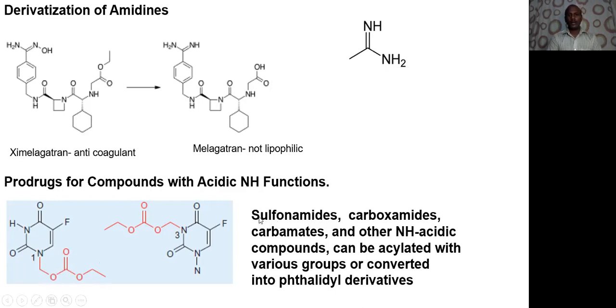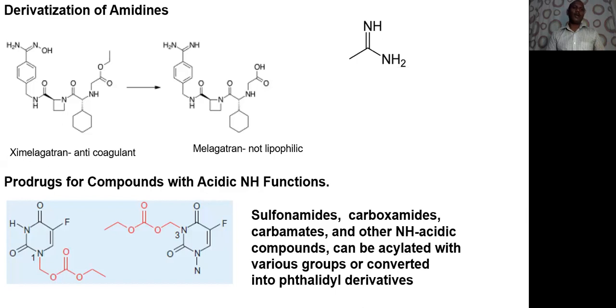Or you can make them sulfonamides. If you have an NH functional group, you can make sulfonamides. You have seen how we have done it with sulfonamides. You can convert them into carboxamides, or you can convert them into carbamates. We have seen the carbamates, and other NH acidic compounds can be acetylated, or converted into phthalimide derivatives. So these are the approaches we have, depending upon the functional group present in our drug molecule. We have various approaches to convert them into a prodrug molecule.